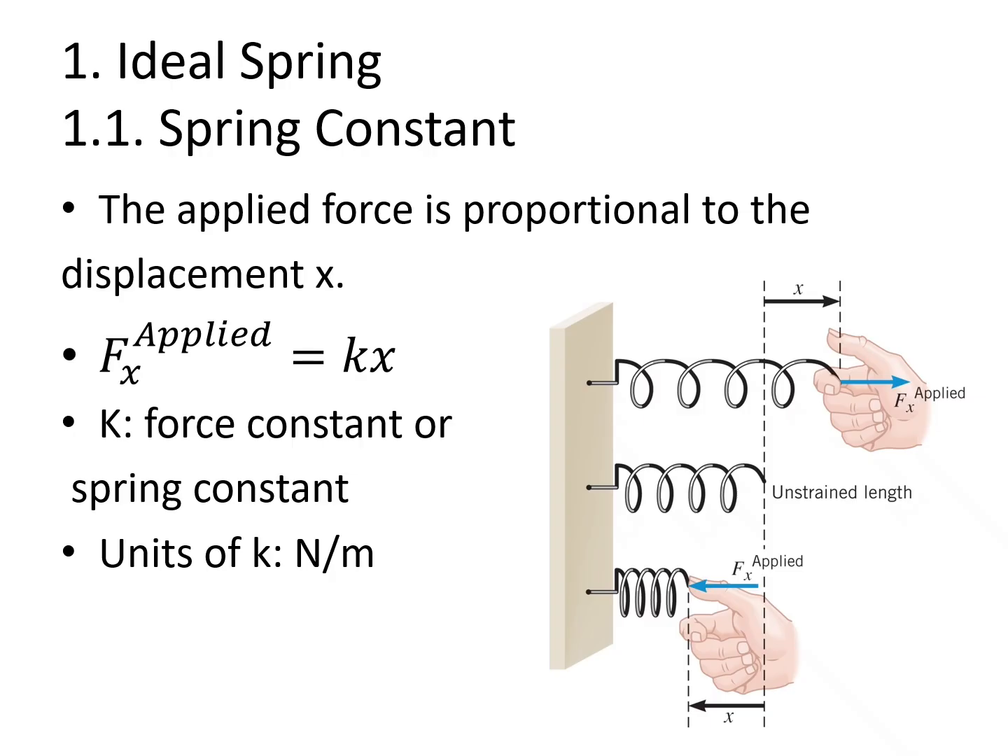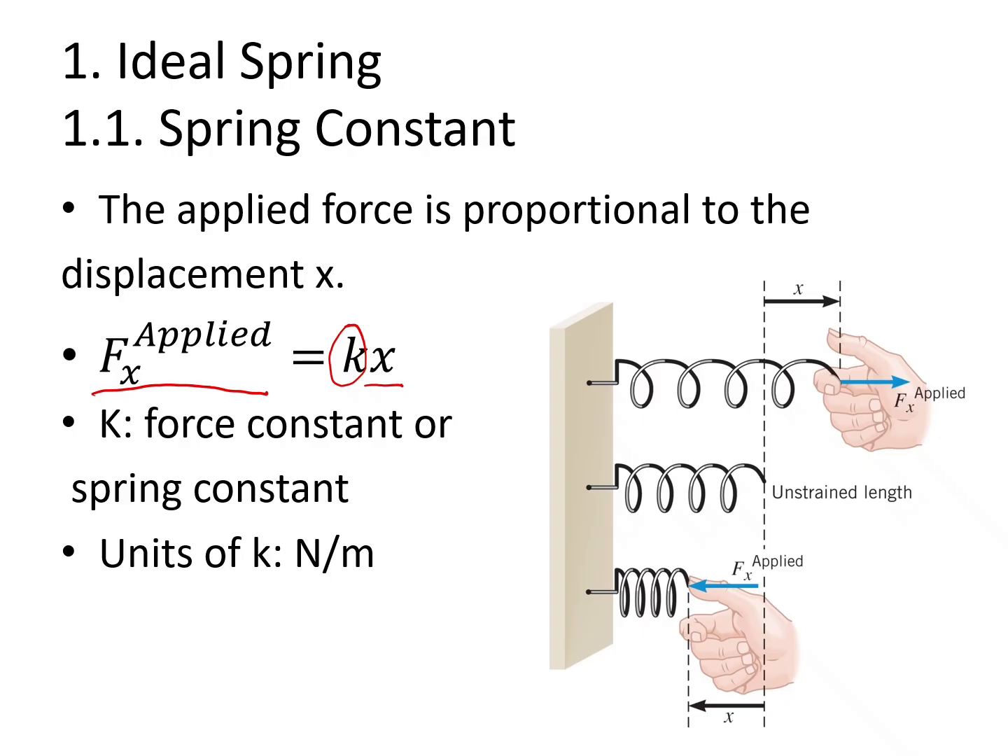The equation on the slide can be read as: the applied force in the horizontal direction equals the spring constant times the displacement. Here, the displacement is how far the spring has moved away from its natural unstrained length. The spring constant, represented by k, measures the stiffness of the spring.